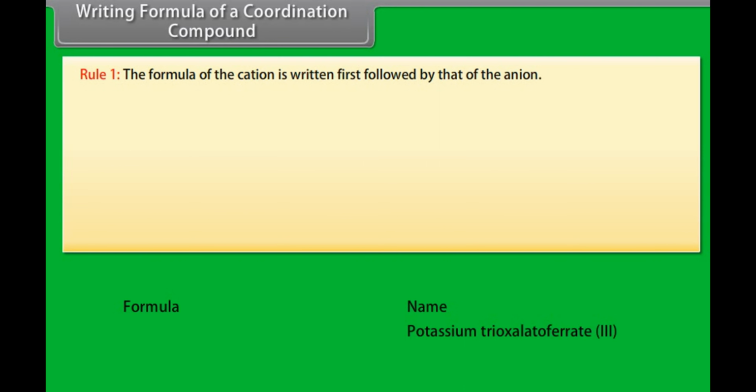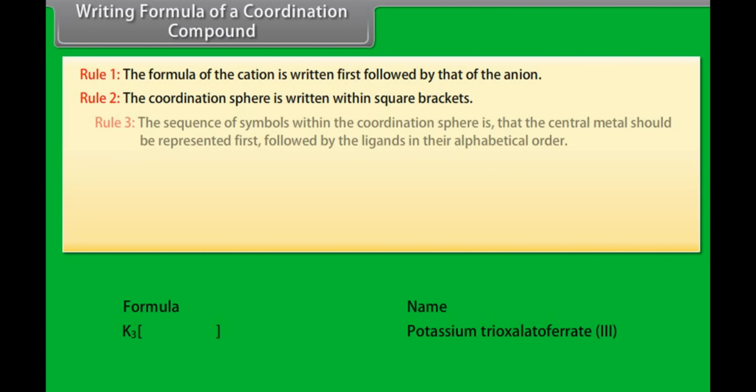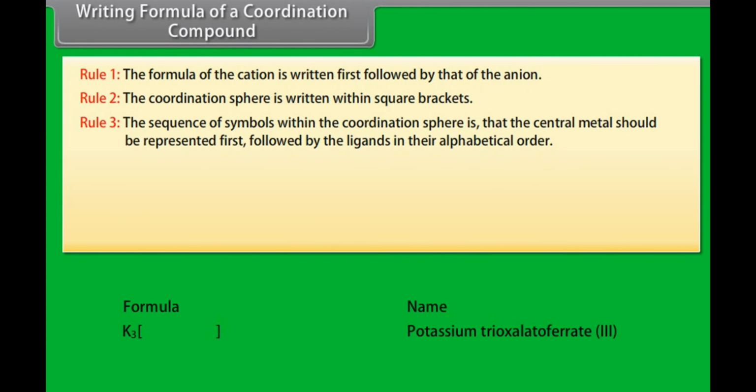Rule 1. The formula of the cation is written first, followed by that of the anion. Rule 2. The coordination sphere is written within square brackets. Rule 3. The sequence of symbols within the coordination sphere is that the central metal should be represented first, followed by the ligands in their alphabetical order.